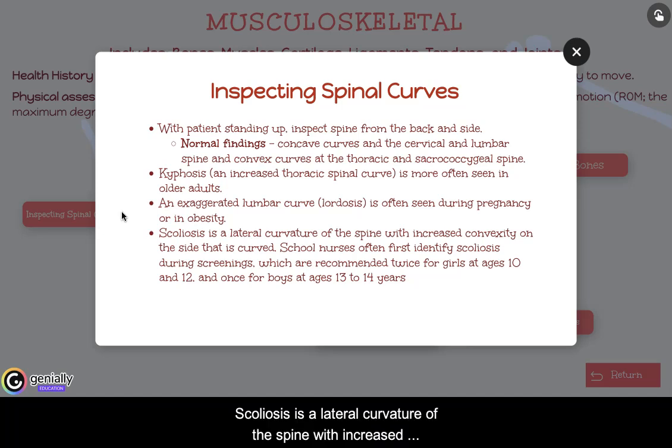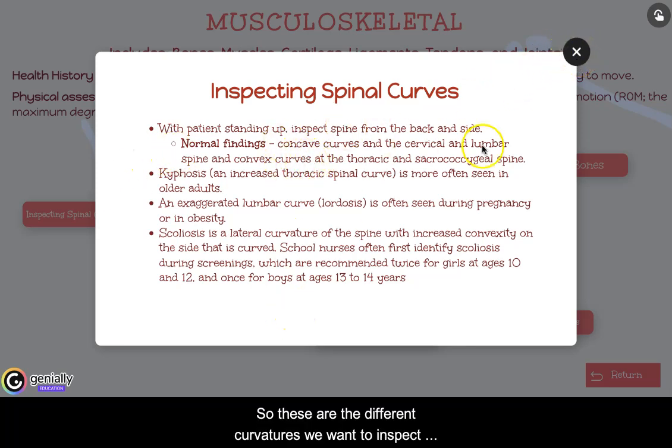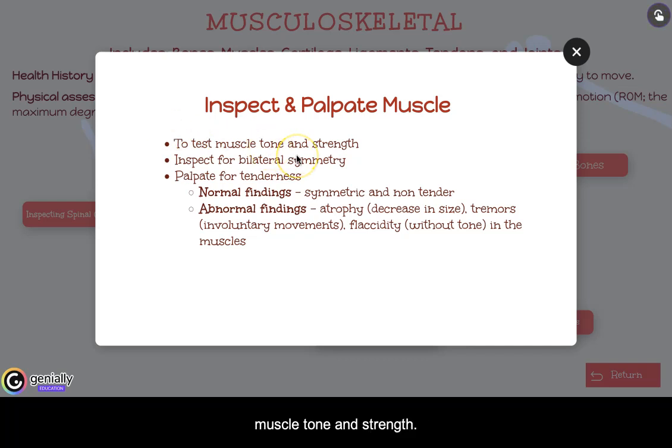Scoliosis is a lateral curvature of the spine with increased convexity on the side that is curved. School nurses often first identify scoliosis during screenings, which are recommended twice for girls at ages 10 and 12, and once for boys at 13 or 14 years of age. So these are the different curvatures we want to inspect for in the spine: kyphosis, lordosis, scoliosis.